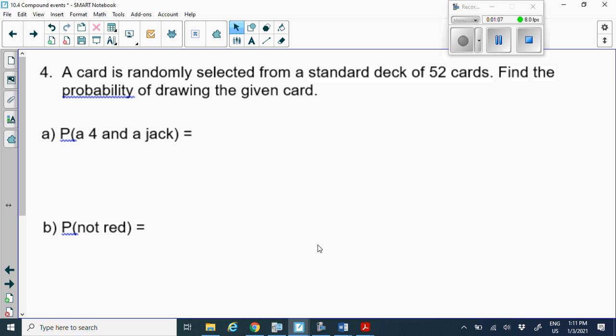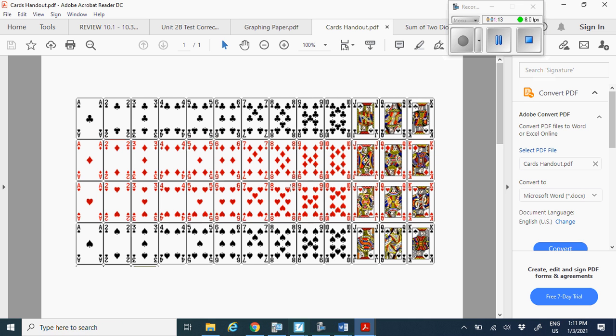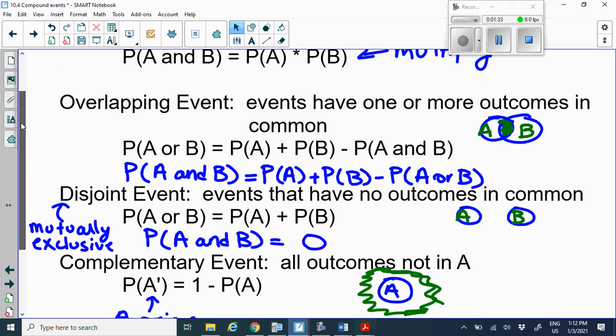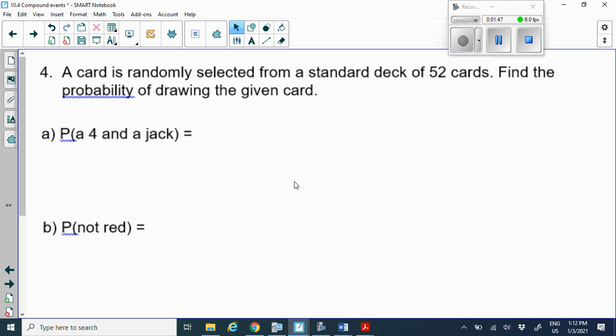Now notice here, if we look at all of our cards, is there a possibility that, if it's just one card, it's both a 4 and a jack? Well, we have 4s and we also have jacks. But we can't have one card that is both a 4 and a jack. So this is actually our disjoint event. Remember we talked about that? Basically a 4 and a jack don't have anything in common. And because it said "and," the probability of a 4 and a jack, since they don't have anything in common, is going to be 0.